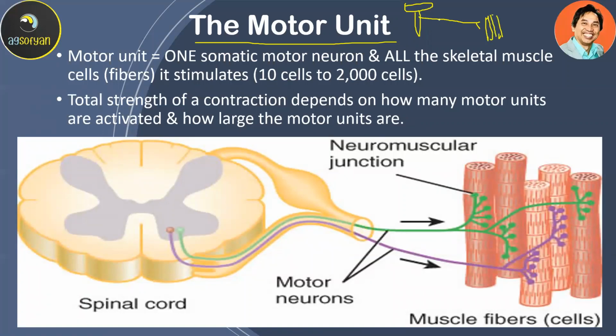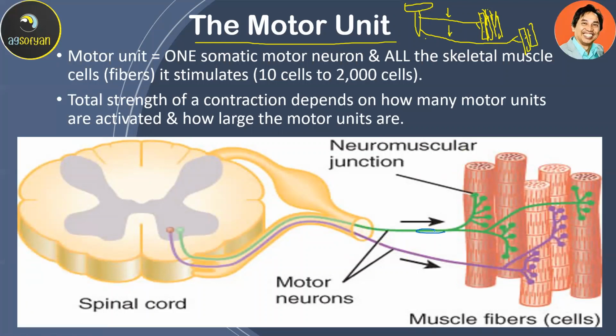Okay, so this one motor neuron, sometimes they go to 10 muscle cells or sometimes 1,000 muscle cells. The other one over here, let's say this one, maybe only goes to 10, 20 muscle cells, while the first one over here goes to 1,000 muscle cells. So each of these is called a motor unit. A motor unit means one motor neuron that innervates a group of muscle cells. So if you see here, there are 2 motor units in this figure.